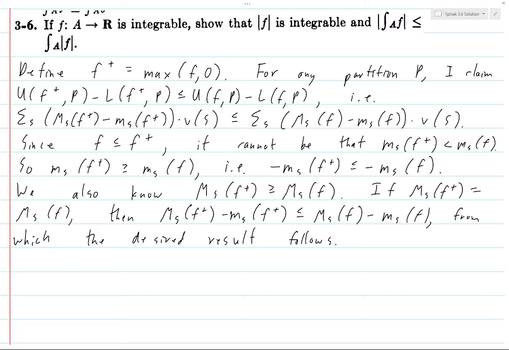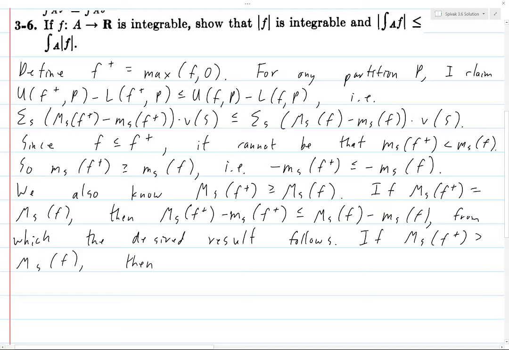And once you sum over all S in the partition P of this thing times the volume of S, that's exactly the inequality that we're trying to prove above. The inequality that's equivalent to U(f plus, P) minus L(f plus, P) less than or equal to U(f, P) minus L(f, P). Okay, so we're good in the case of capital M_S f plus equals capital M_S f. We still need to consider the case where capital M_S f plus is strictly greater than capital M_S f.